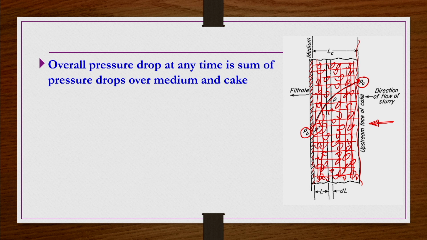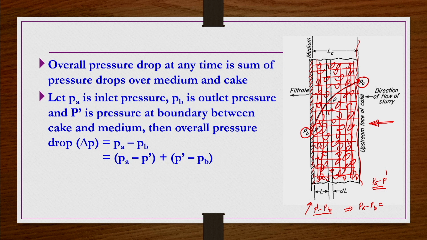There are other reasons also, like the compressive force is maximum at the filter medium surface and gradually decreases as we move towards the slurry from the filter surface through the cake. So now here, the pressure drop in the cake is nothing but Pa minus P prime, and the pressure drop across the filter medium is nothing but P prime minus Pb. Pa is the inlet pressure, that is, the upstream side of the cake, the top layer of the cake.